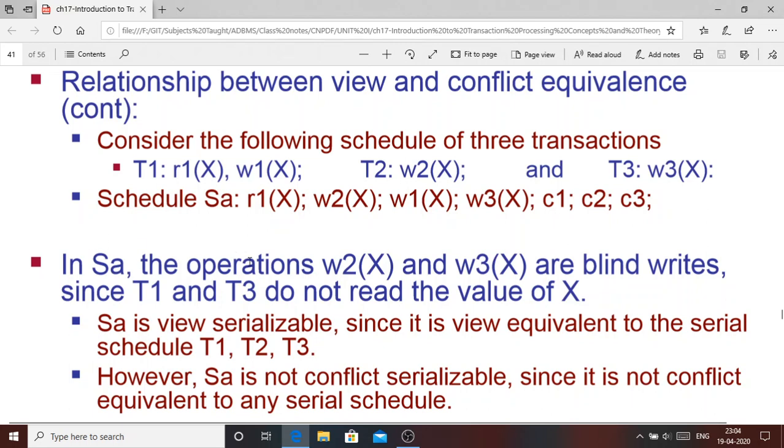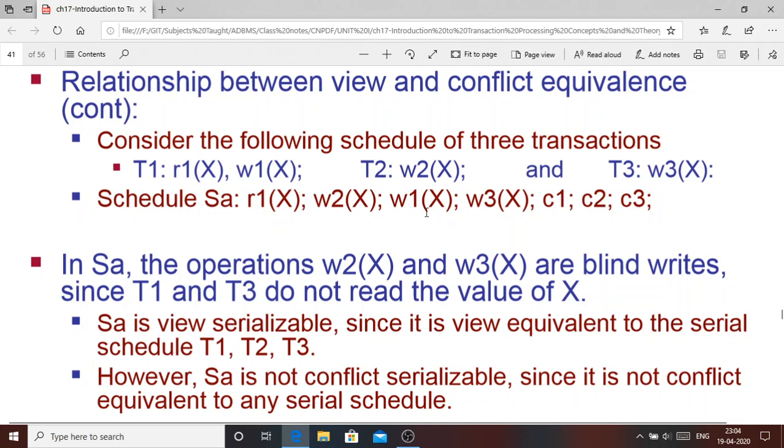Now you identify whether this is view equivalent or conflict equivalent. What we find is that this schedule is view equivalent but not conflict equivalent. That is, it is view serializable since it is view equivalent to a serial schedule. Now what is a serial schedule? If you take it in the serial fashion, first T1 will complete, then T2 will complete, then T3 will complete. So R1X will come first, then W1X, then W2X, then finally W3X.